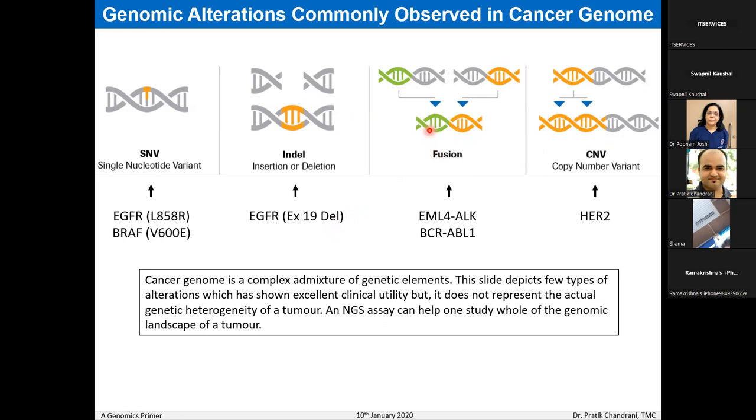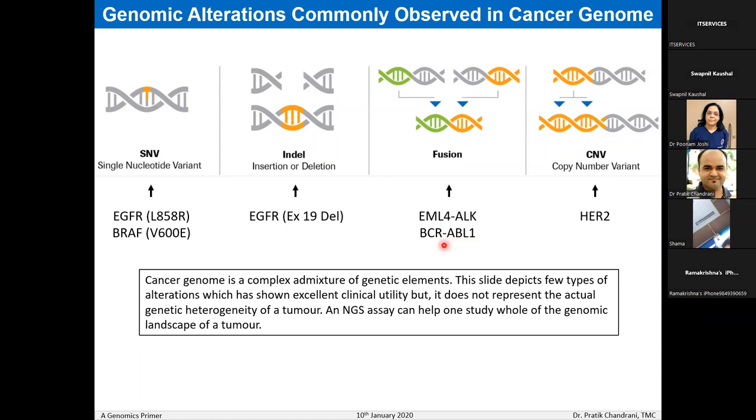Another type of alteration is a gene fusion, in which two different genes which are supposed to be far apart in the human genome come together and fuse together. This fused gene produces a single protein, called a fusion protein. A classical example of such a cancer alteration is EML4-ALK fusion or BCR-ABL1 fusion in various kinds of leukemia. It is also reported in a few solid tumors.